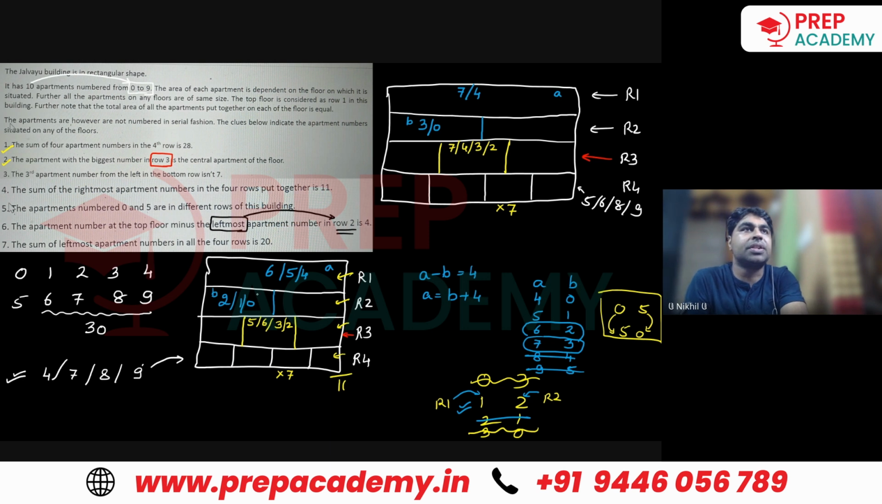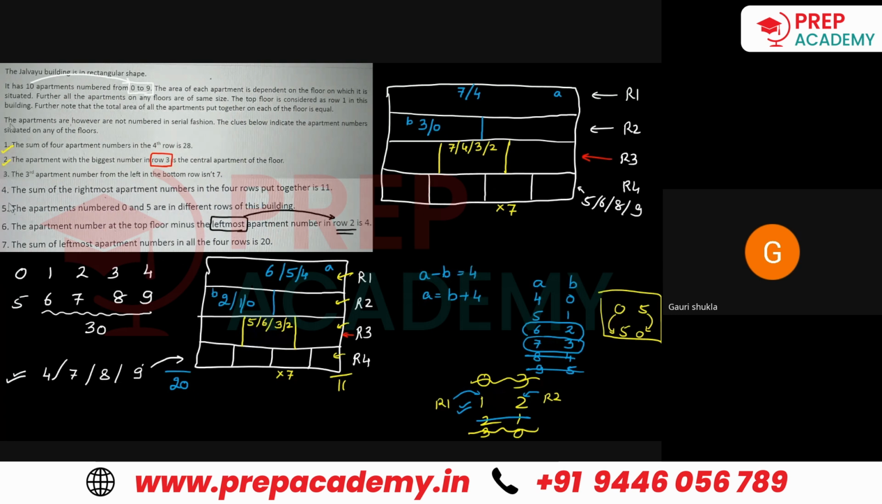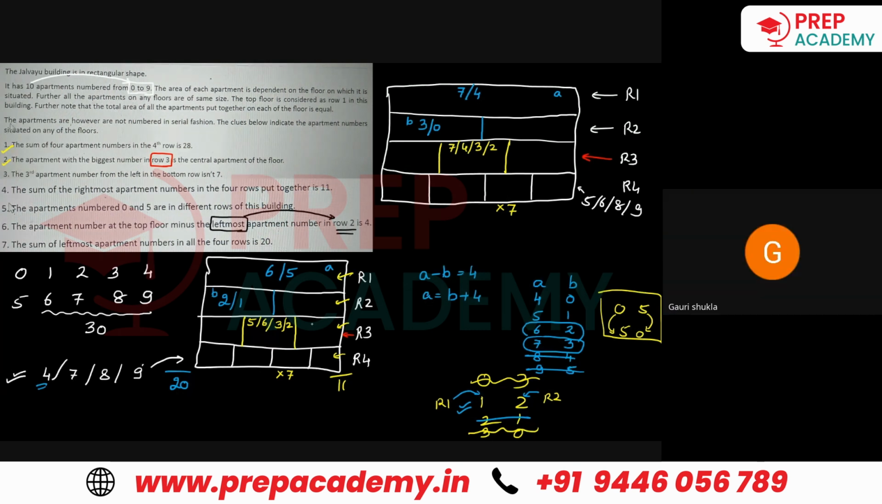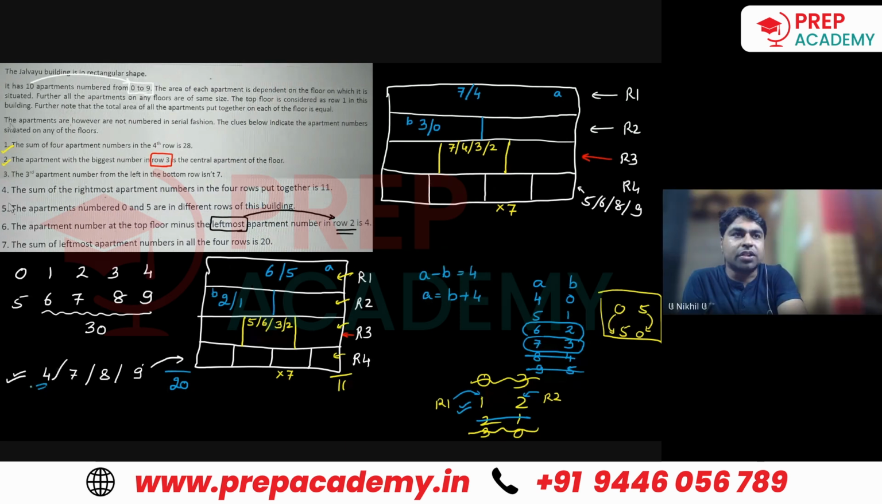So these were some of the options. The sum of the leftmost apartment number in all the 4 rows is 20. Actually, there cannot be a 4 also here, because 4 is already here. So this 4-0 combo also will be eliminated. Only 6-2-5-1 is the option. Understood? 4 is already taken for the bottommost row, but here 4 can be there. Understood? Shall we move ahead?